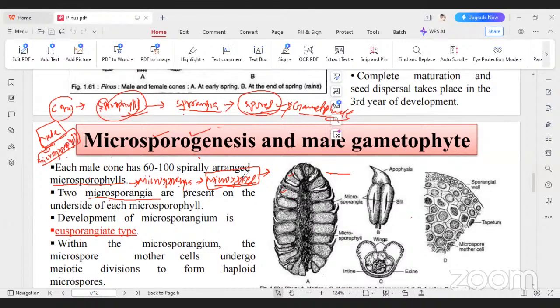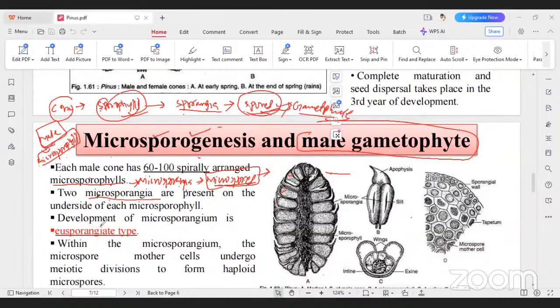The heading itself is given. That means development of the spore into a gamete. Which gamete? Male gamete, right, male gametophyte. From the male gametophyte, male gametes are developed. Let's see how the male gamete develops.